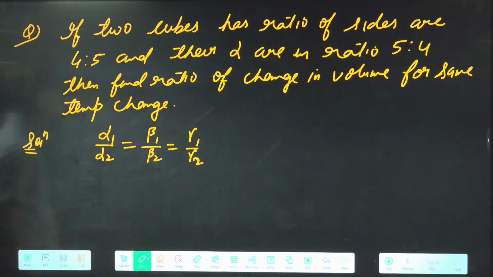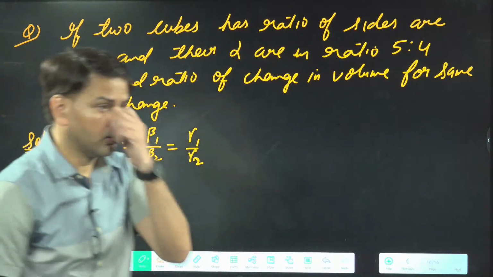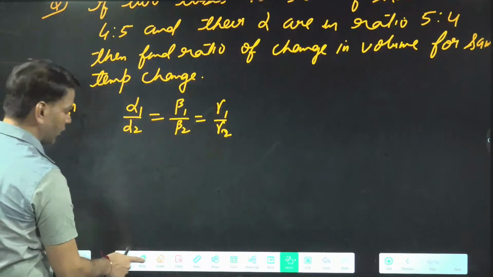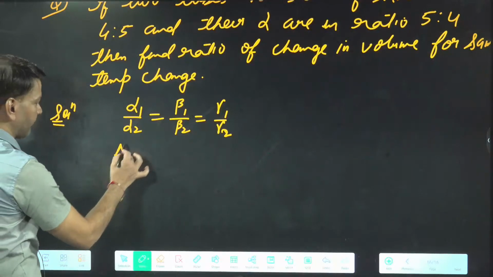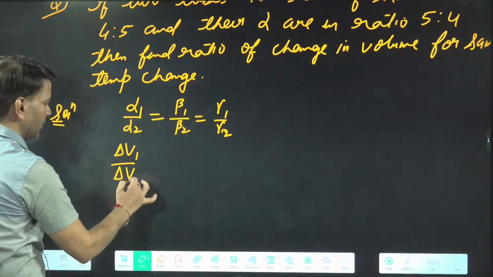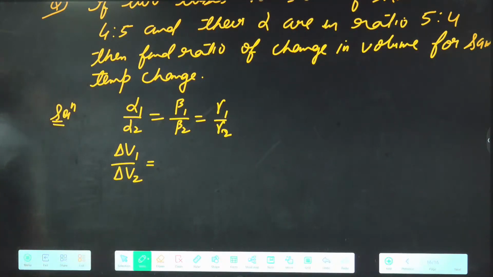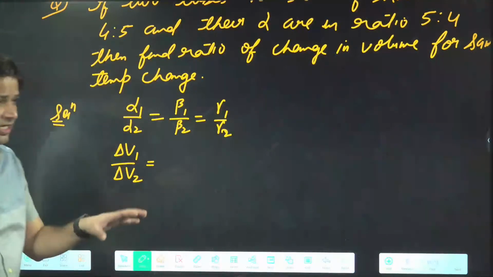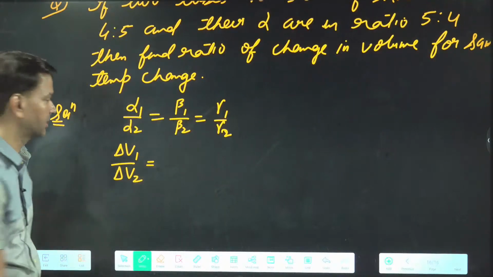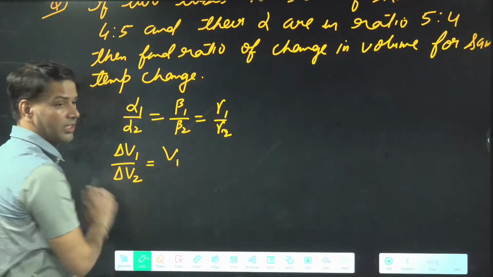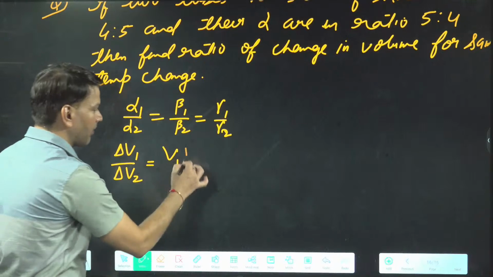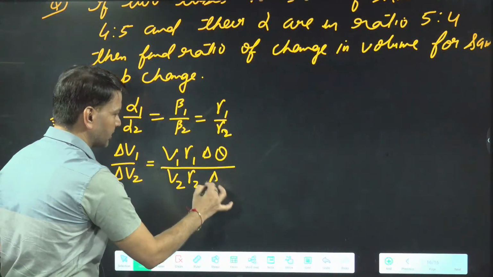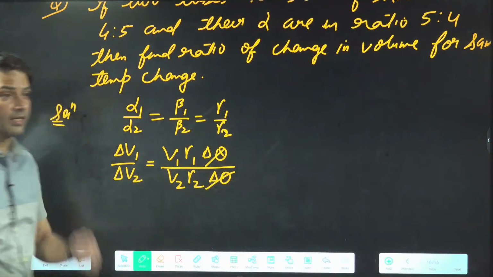So the answer is 16 by 25. Okay, so for this problem, they are asking the ratio of the change in volume. So change in volume means delta V1 upon delta V2. So delta V, what is the formula? V gamma delta theta. So original volume into gamma into change in temperature. So I am taking original volume for the first as V1 gamma 1 delta theta upon V2 gamma 2 delta theta. Delta theta cancels out.